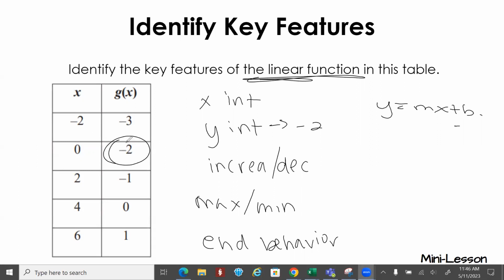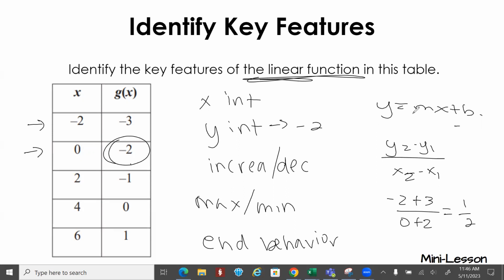So we're looking at this. Our y-intercept is -2. Now, if we were trying to find the slope, you could use this formula, right? That's a throwback to 6th grade. So if I took 2 points and plugged them in, that would give me 1/2. My slope's going to be 1/2, so y equals 1/2 x minus 2.